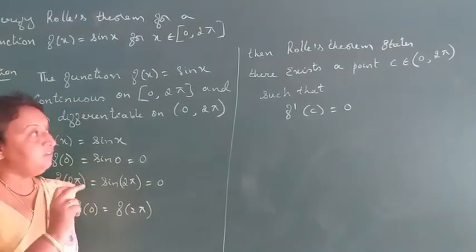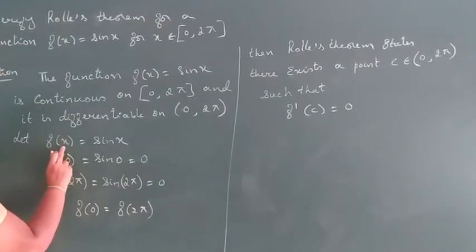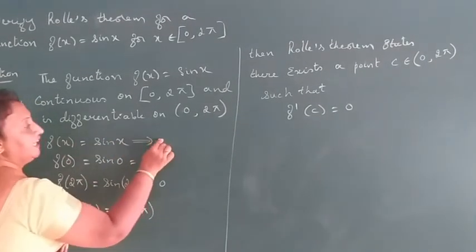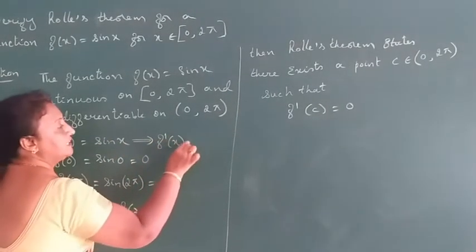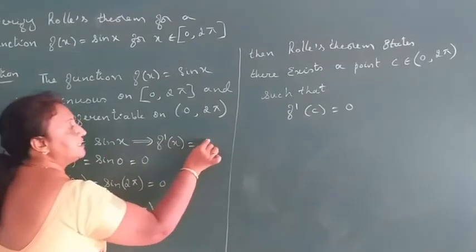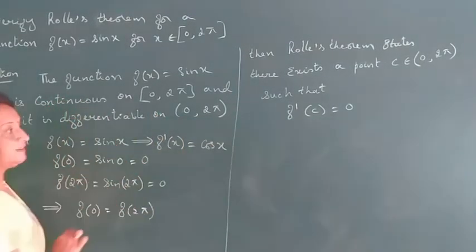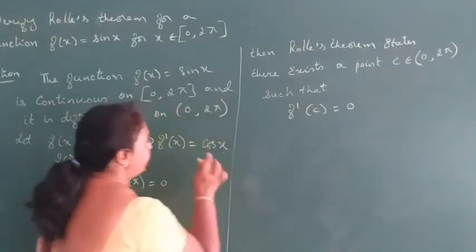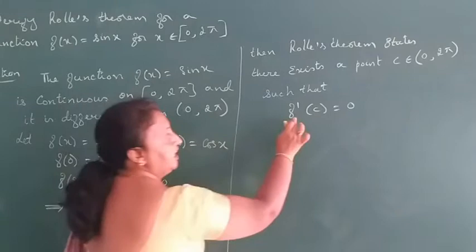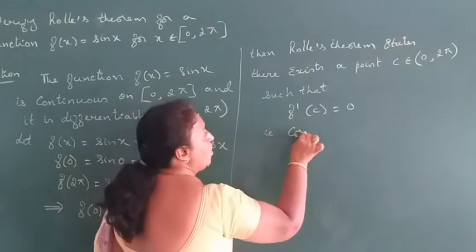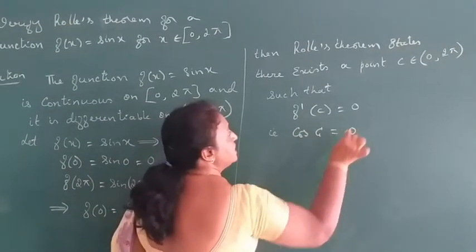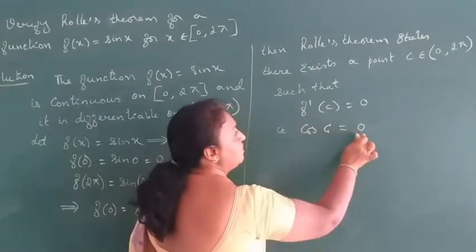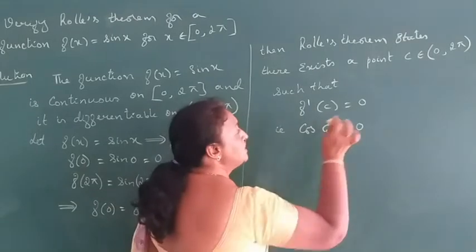f dash of c equals 0 means we need the derivative. The given function is f of x equals sin x. The derivative of sin x is cos x. So f dash of x is cos x, and f dash of c equals 0 gives cos c equals 0. We have to calculate the value of c.